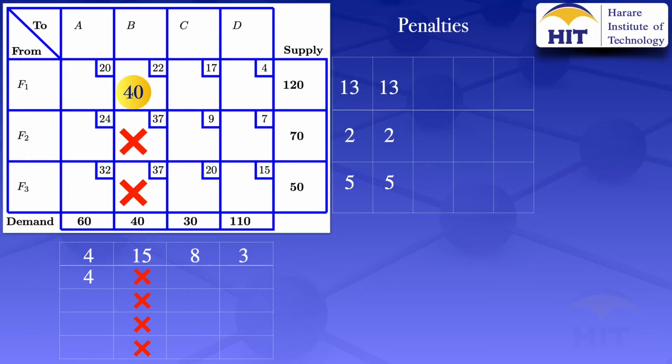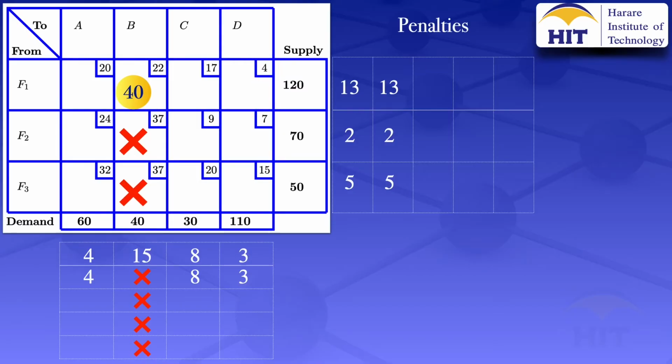For column C, the least cost is a 9, and the next least cost is a 17. The difference is an 8, so we put an 8 for the penalty there. Move on to column D. The least cost in that column is a 4. The next least cost is a 7. Take the difference of 7 and 4. We see that the difference is a 3. So we are now done with the penalties for the rows and the columns.